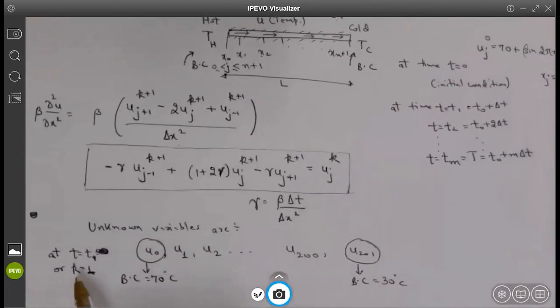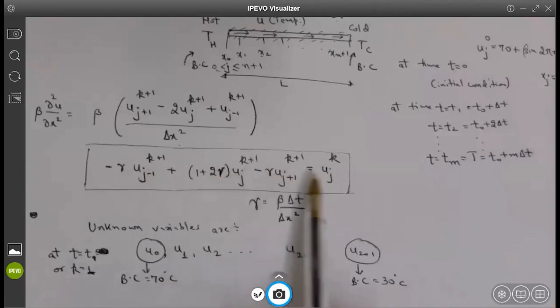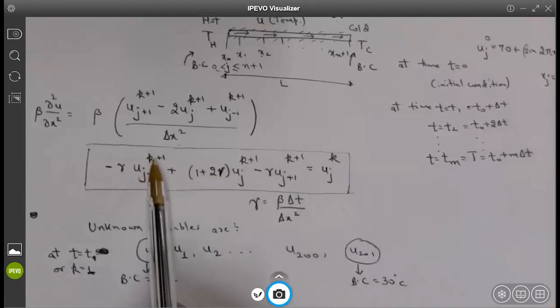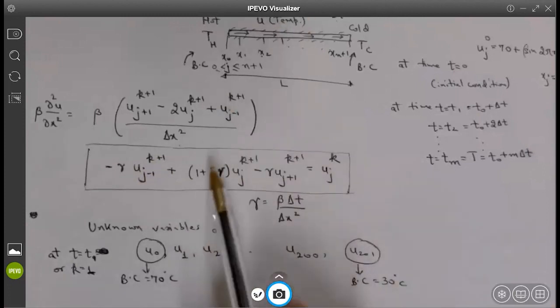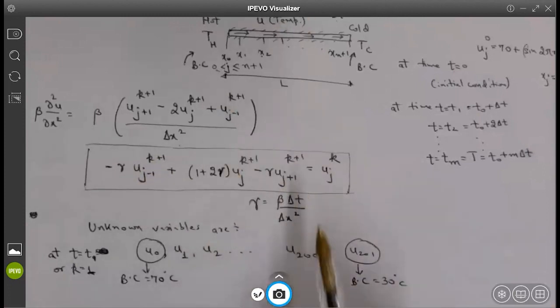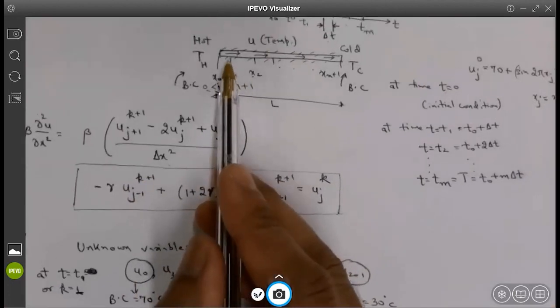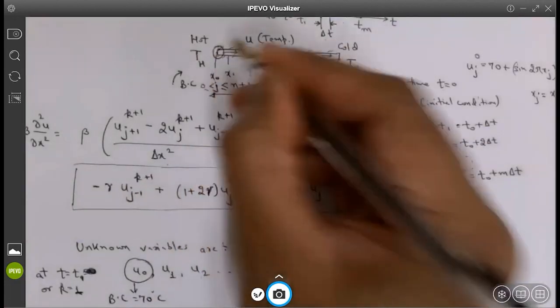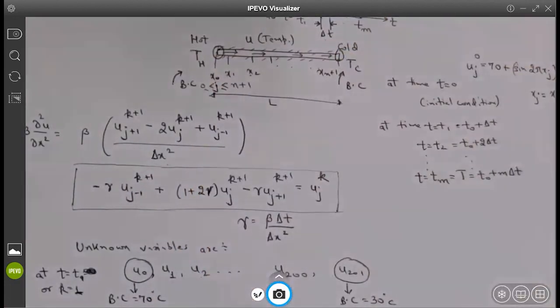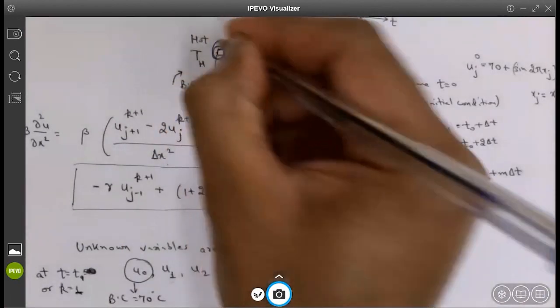So if I look at this equation, what are my unknowns? Unknowns are all the temperature distributions, but at a specific time instant. So this is the temperature distribution at the j minus 1 point and at j plus 1. So j will start from 1 because this is your unknown. U2 is unknown. These are your unknowns, U1, U2, U3. At the very start and at the very end, this is a part of your boundary condition. Are you guys getting this much?